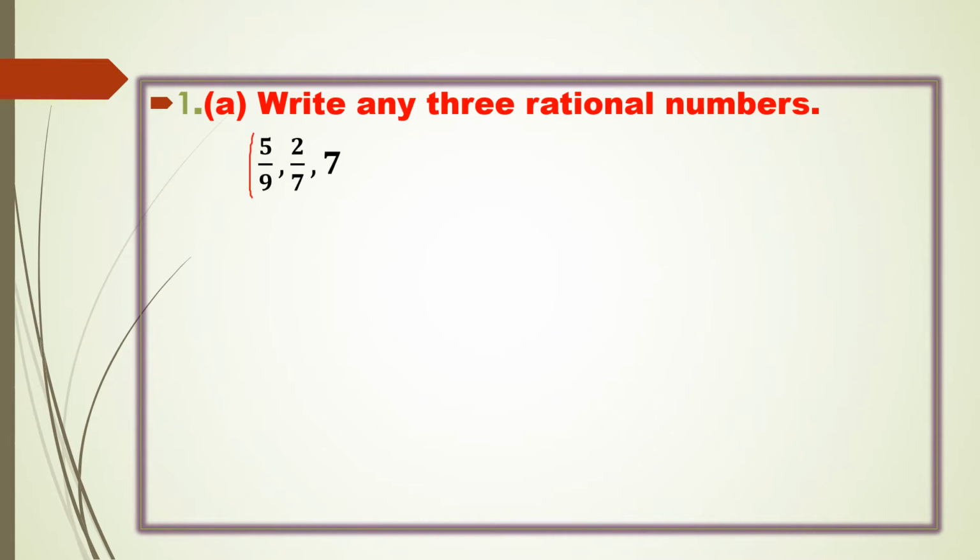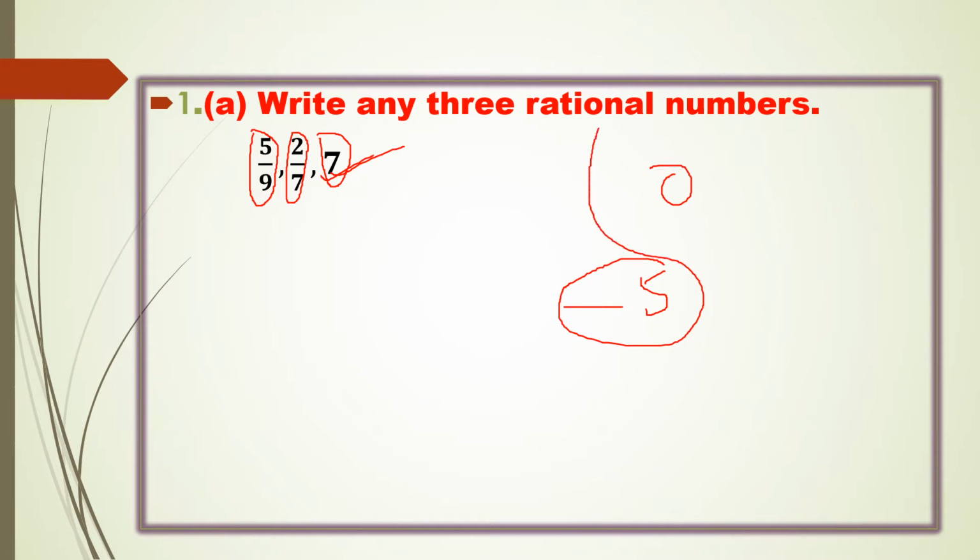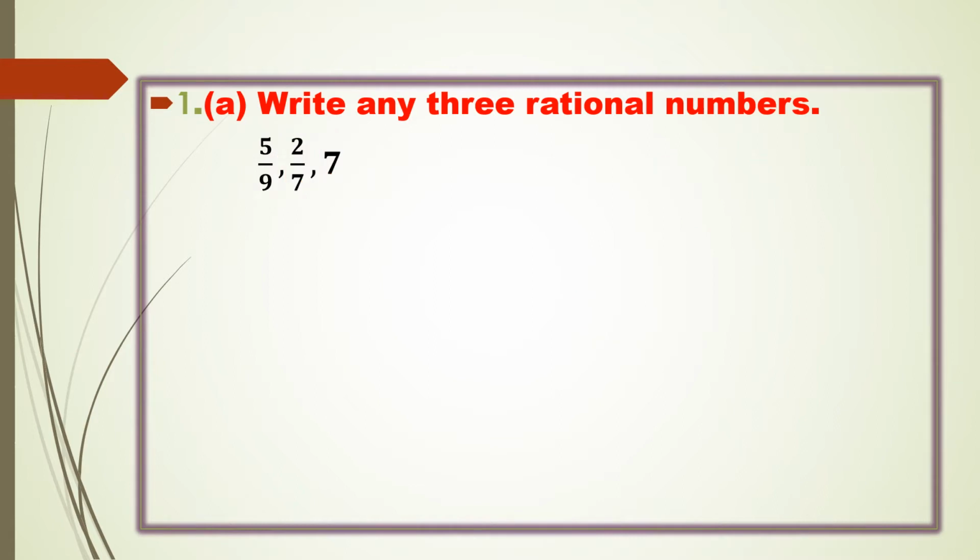Here I gave a P by Q form number, here also a P by Q form number, here I gave a natural number, which is also a whole number, also an integer and also a rational number. You can give 0, you can give -5, anything, because negative numbers also come under rational numbers. So here you can give negative numbers, here you can give a whole number also. Clear? So let us go to the next question.